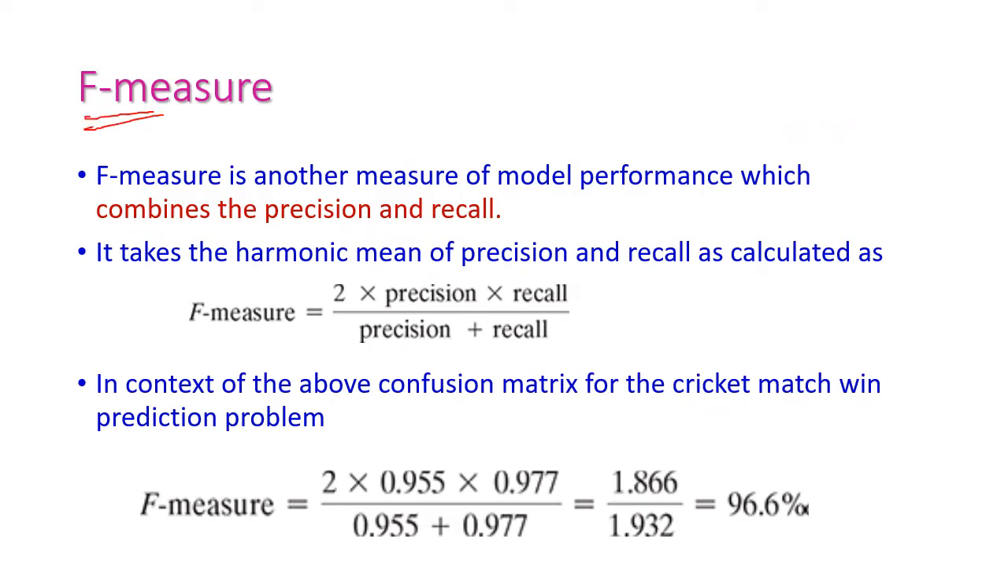F measure is nothing but the combination of precision and recall. The formula for F measure is 2 into precision into recall divided by precision plus recall. As per our example, the precision is 0.955 and the recall is 0.977, so the value is 96.6%.